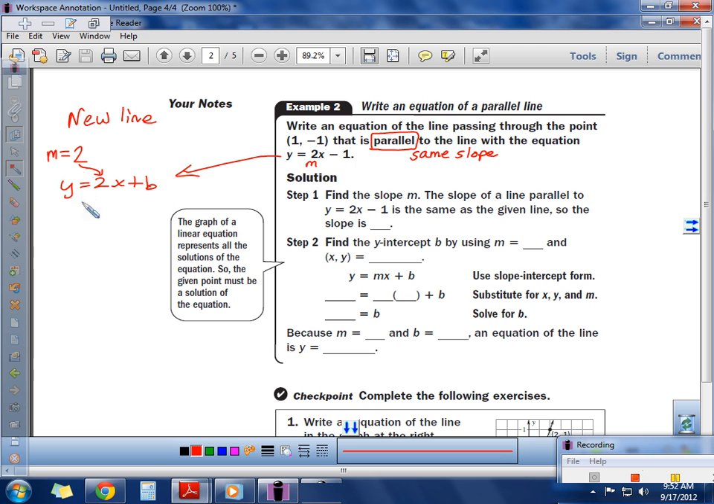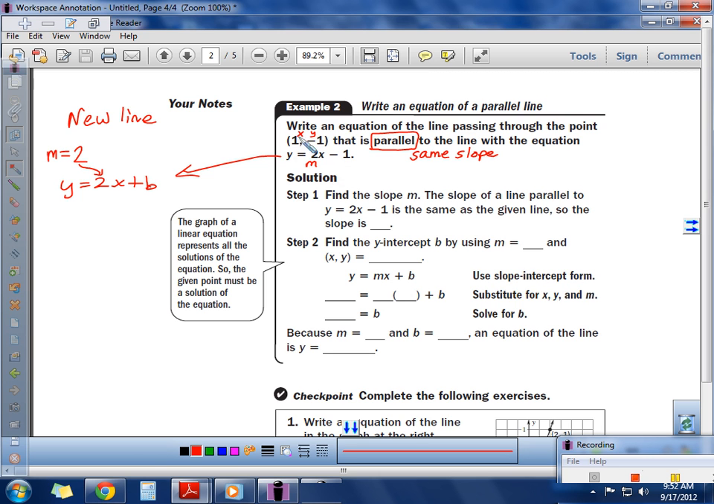But right now I have 1, 2, 3 variables. That's kind of hard to solve. We need to use some other information that was given in the problem. What other information could I use from the problem? It gave us some numbers. Hey, guess what? It gave us the 1, negative 1. That's my x, that's my y.